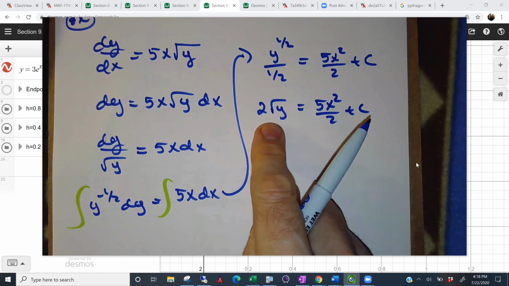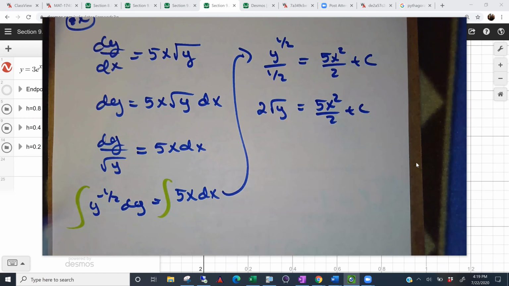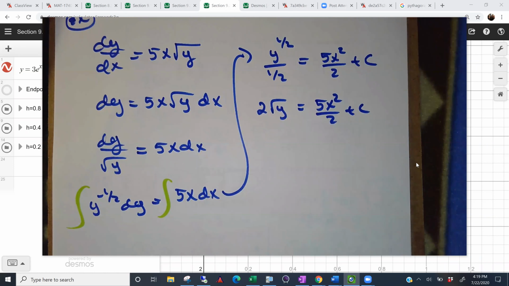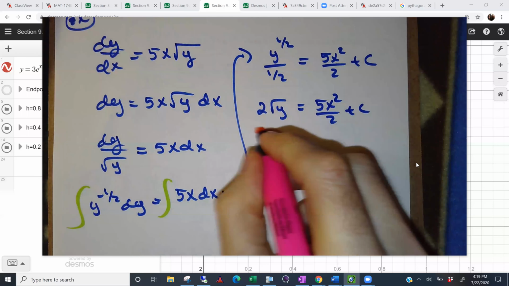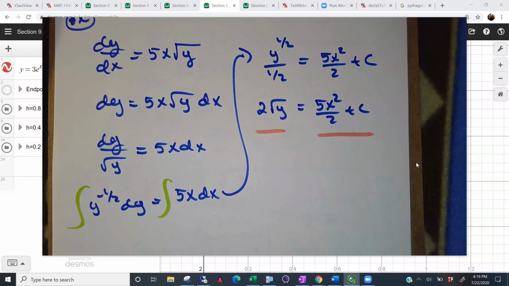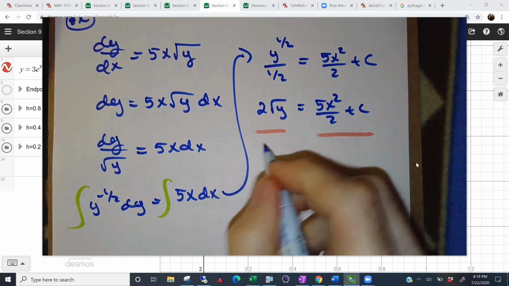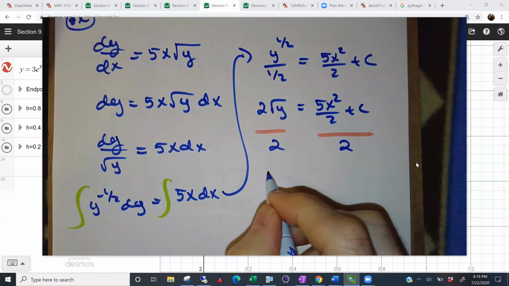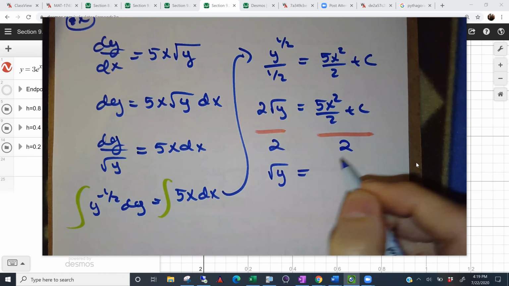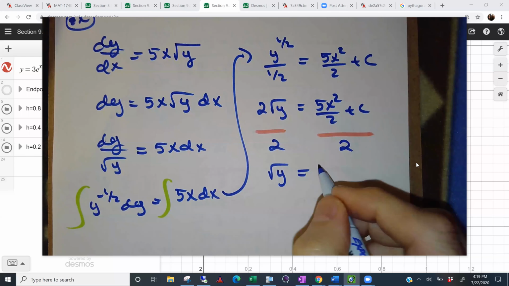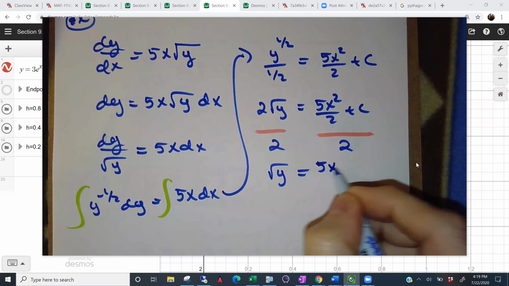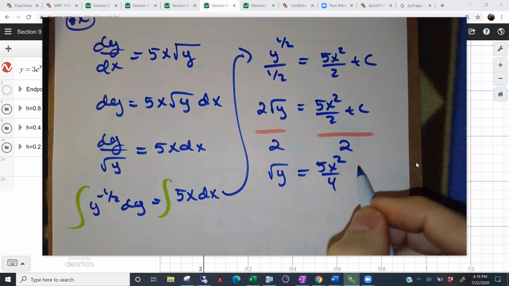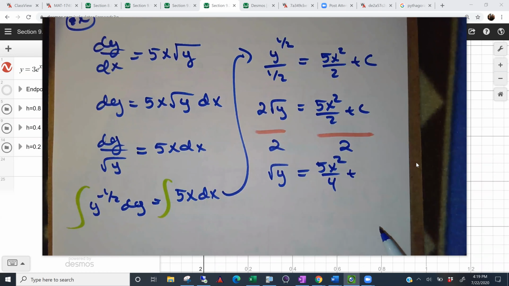We want to solve for y. So the first thing that I'm going to do is divide everything by 2. That's going to give me the square root of y equals this divided by 2, which is going to be 5x over 4, plus a constant divided by 2.